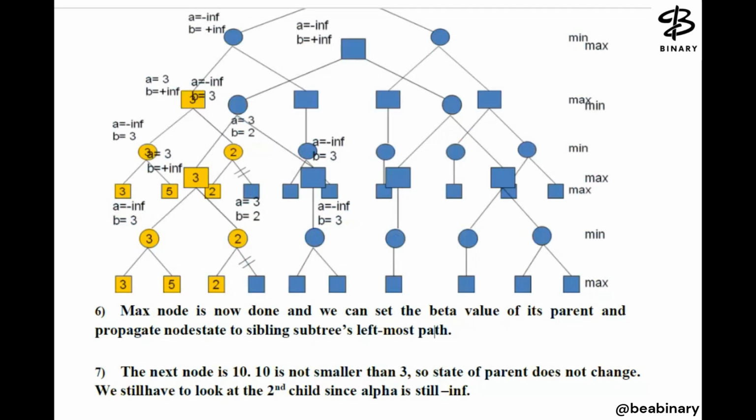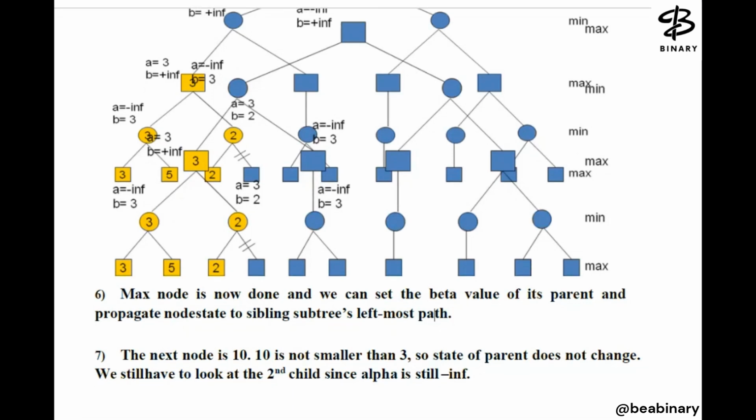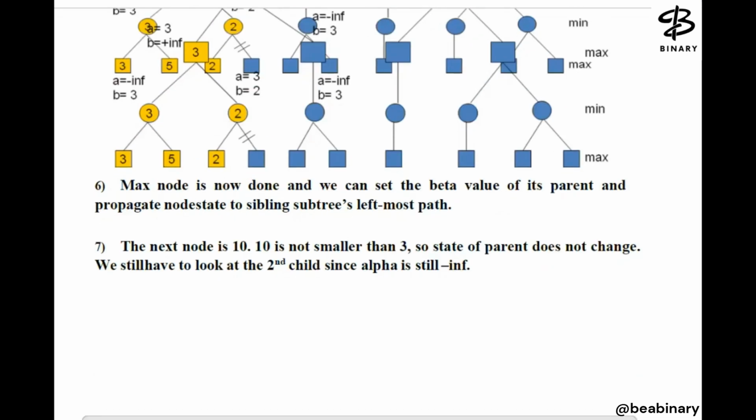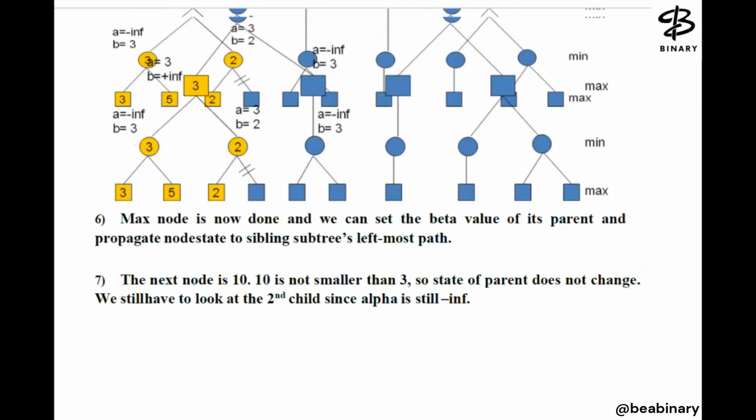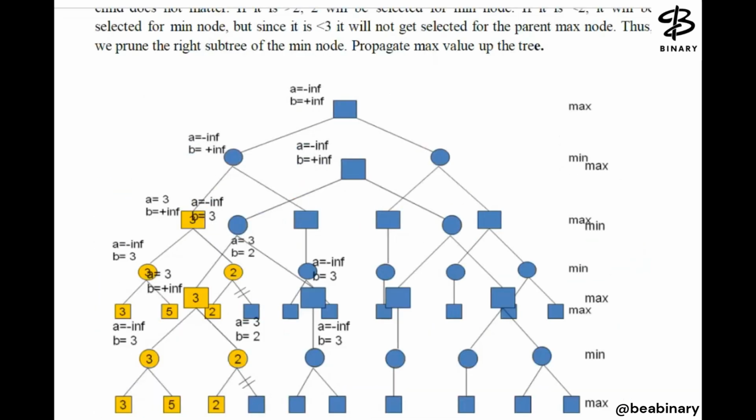We can set the beta value of its parent and propagate the node state to the sibling subtree's leftmost path. So here we have decided about the leftmost path, and the next node is 10, and 10 is not smaller than 3, so the state of the parent doesn't change. How we are considering, we can see here. We have eliminated this because we will move further.